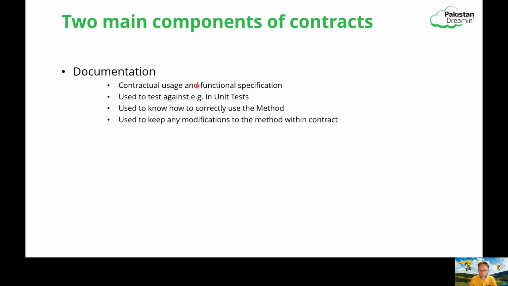And this is really valuable because by defining exactly what it should do, you can actually test properly that it does do what it should do. So it's used to test against in unit tests. The unit test can make sure that the contract's fully met. Also, developers can use it to know how to correctly use a method, and also developers can use it to know, if they're making any changes to the method, to make sure their changes stay within contract.